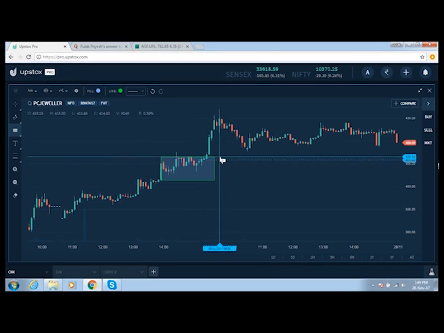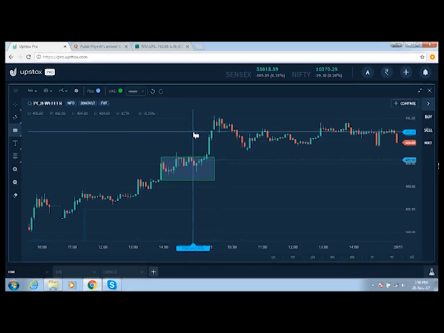You can see one thing here. The resistance is 406.45 and the support is 401.10. The difference between these two lines is 5.5 points. So anything above 406.45 will give us 5.5 points on the higher side. 406.45 plus 5.5 comes to around 411.95. Let us make another rectangular box over here at 411.95, or let's take 412.